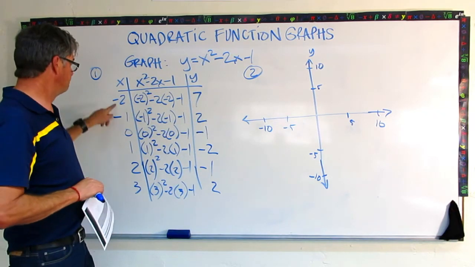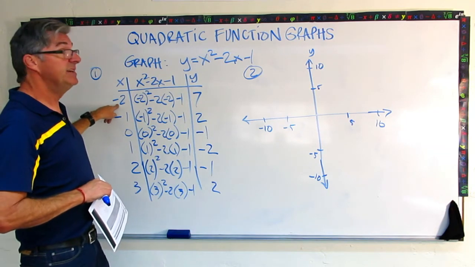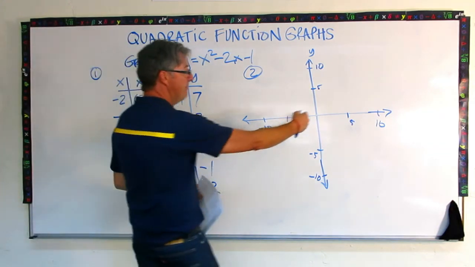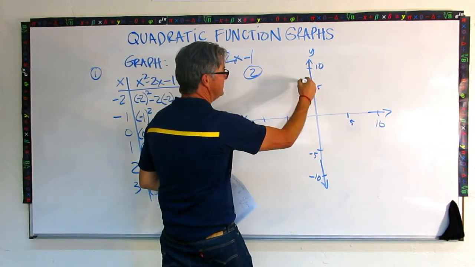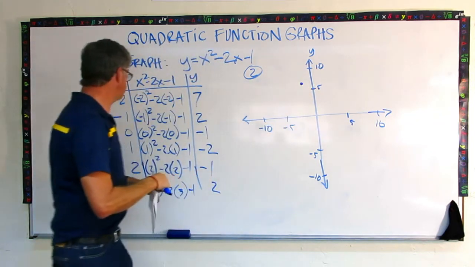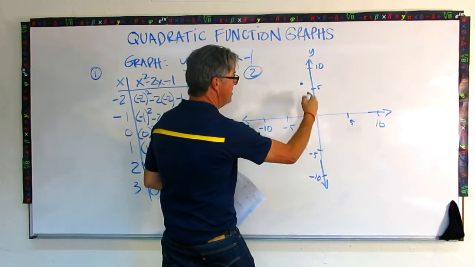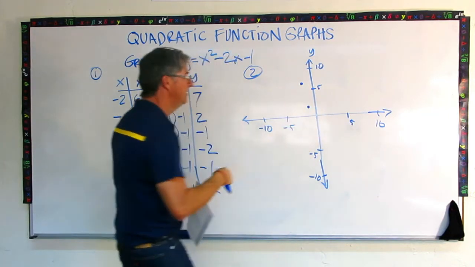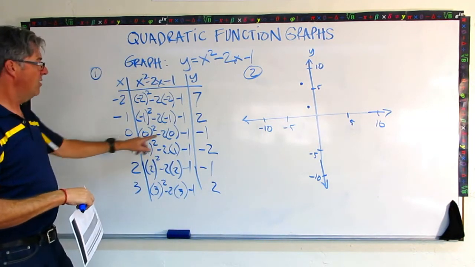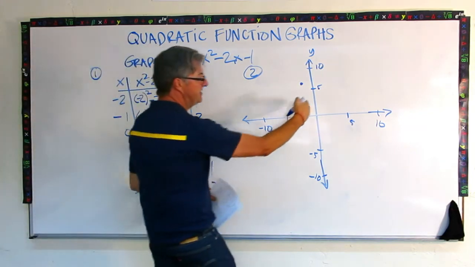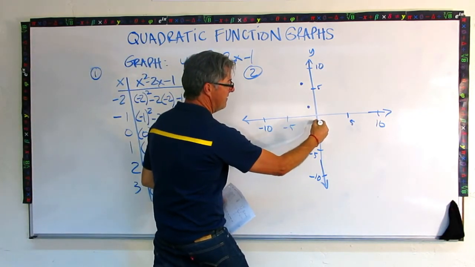Okay? First point, minus 2, 7. So we go minus 2 up 7. That's somewhere right about there. Minus 1, 2. So we go minus 1 up 2. That's right about there. 0, negative 1. So that's 0, negative 1, right about there.